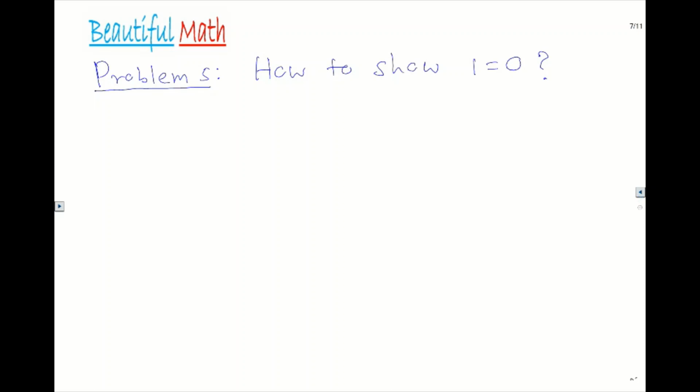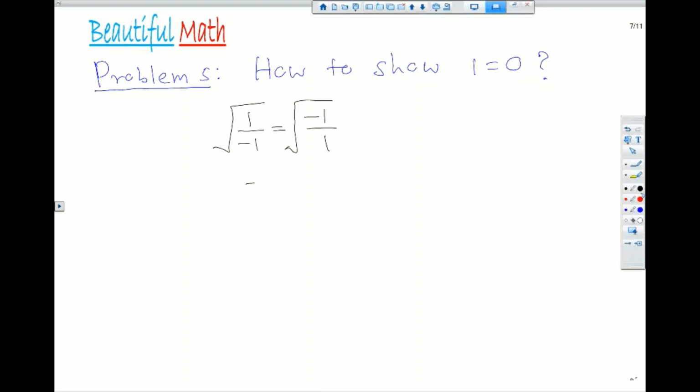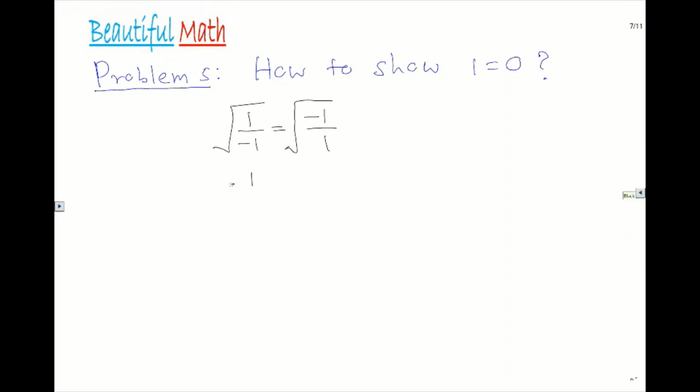The problem starts with simple algebra. We can write 1 over negative 1 is exactly equal to negative 1 over 1. And then what we're going to do is take the square root of both sides. Then we can distribute the square root sign to the numbers separately. So we can write this as square root of 1 over square root of negative 1 equals square root of negative 1 over square root of 1.